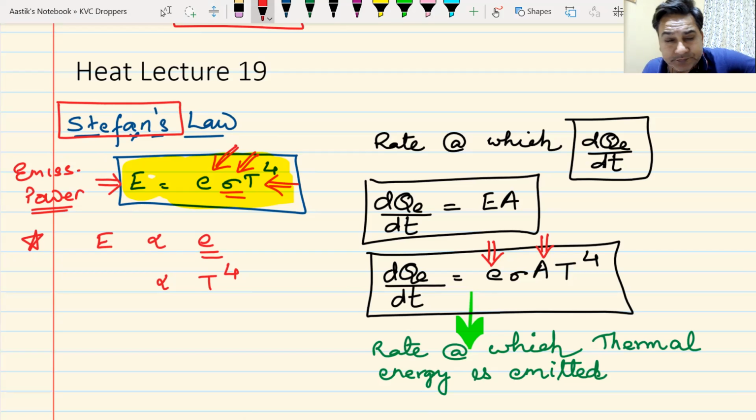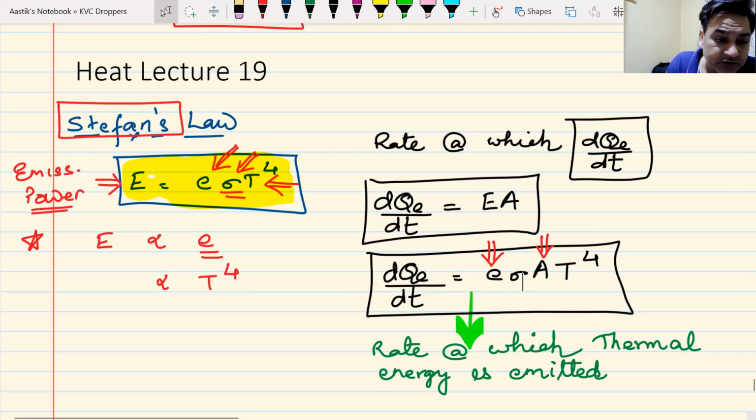May I have an answer? You don't know? Where does tea cool down faster, in a cup or in a beaker? Why? Because area is more, so it comes from simple physics. Now, this is the rate at which energy is emitted. I hope you have noted it down. Yes or no? Any doubts on this? No.